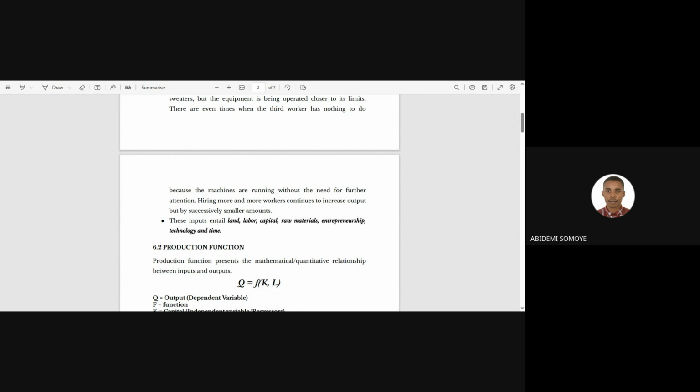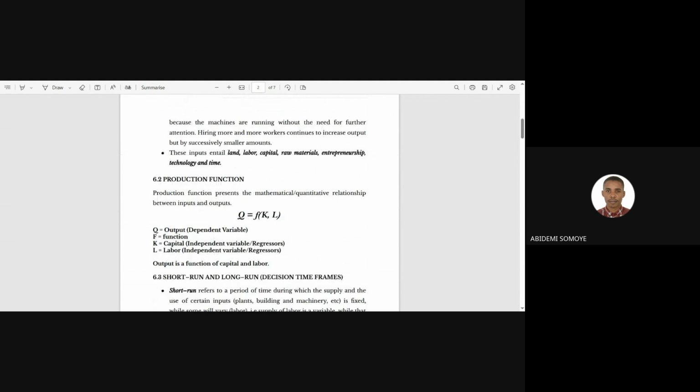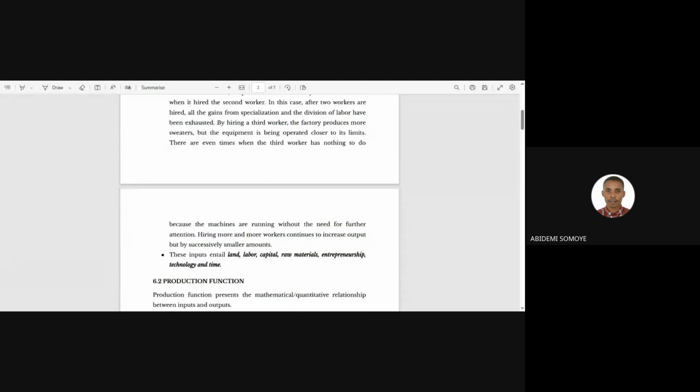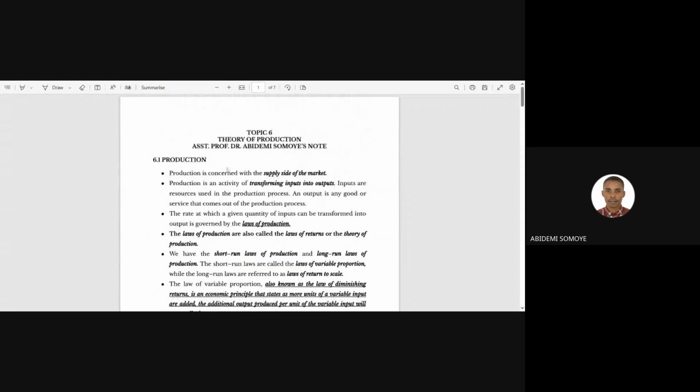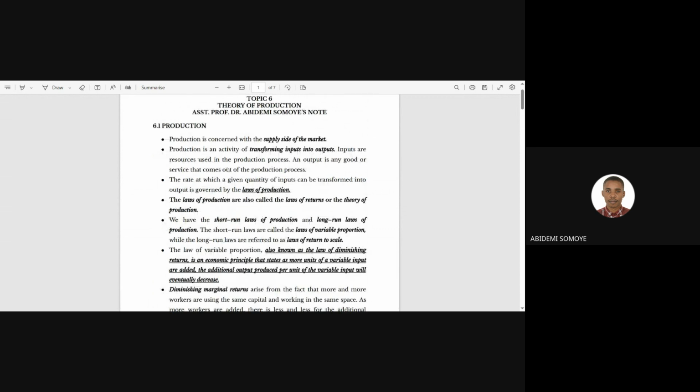Okay, let's move on to the production function. Guys, is that clear so far? You know the laws of production can be short run or long run. Short run is also called the law of variable proportion. Long run laws are laws of returns to scale. Under the short run laws, I didn't mention that. You need the factors of production, input, and resources to produce a good or service.